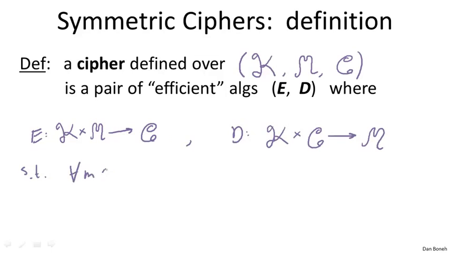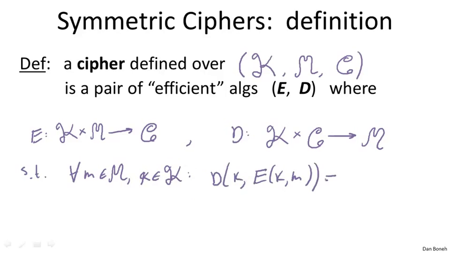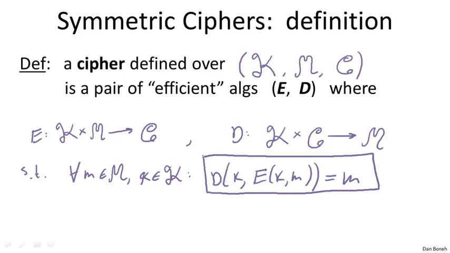So for every message in the message space and every key in the key space, it had better be the case that if I encrypt the message with the key k, and then I decrypt using the same key k, I get back the original message that I started with. This equation is called the consistency equation, and every cipher has to satisfy it in order to be a cipher. Otherwise, it's not possible to decrypt.